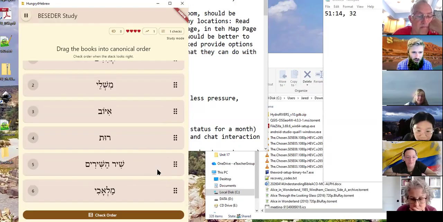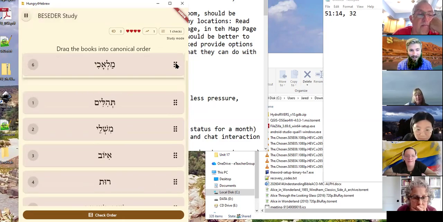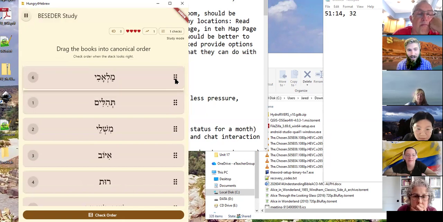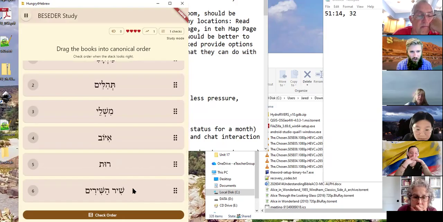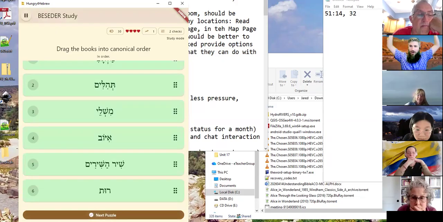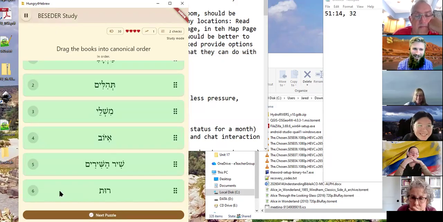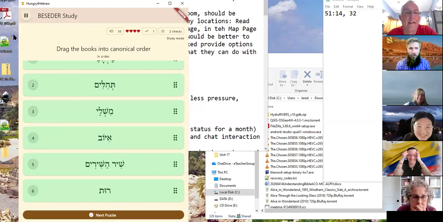Okay, Ruth, Shir HaShirim, and Malachi. Which one is Malachi? That's a prophet. In the Hebrew Bible, prophets come before the writings. So all we really need to know is which one comes first, Shir HaShirim or Ruth. I think it goes like this. Yes, I got it. Woohoo! It's in the Hebrew order of the Bible.